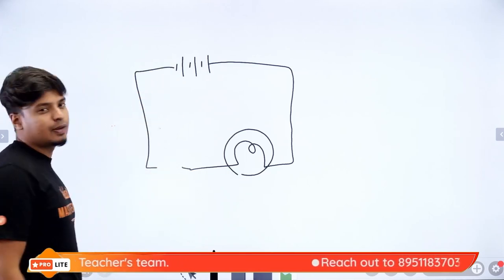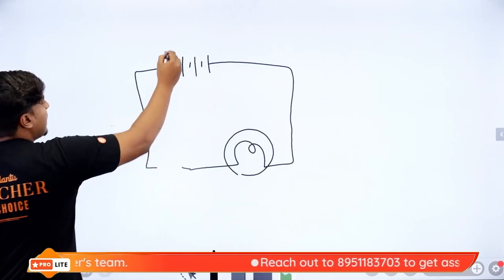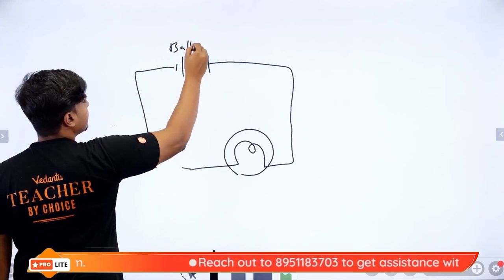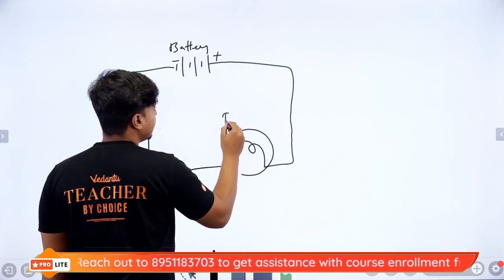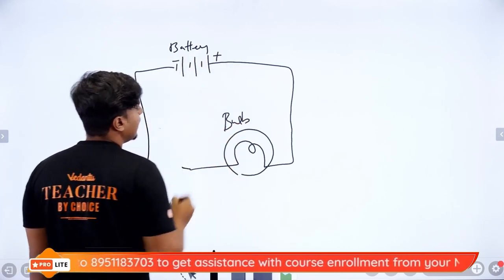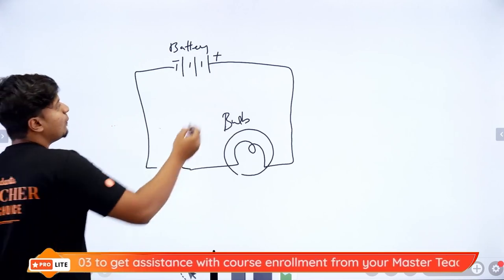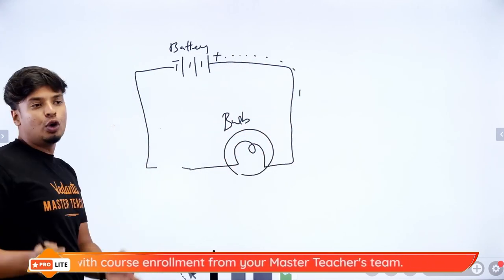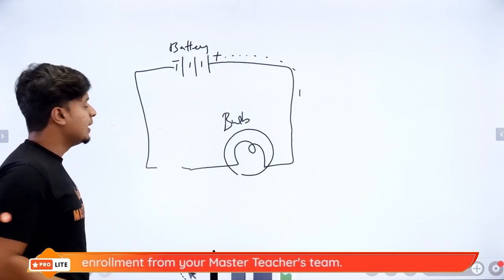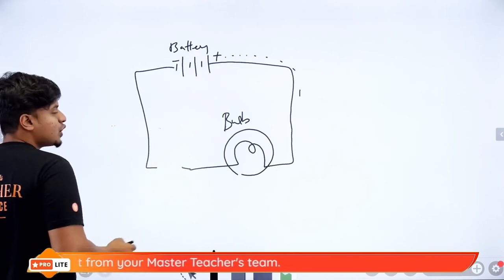Now, leave this here. You have a gap here. Okay, so you have a battery, positive, negative, and you have a bulb. Now, we all know that charges flow from positive to negative, right? But when will it flow? Only if the circuit is complete. Is it complete right now? No. So we will take a material.